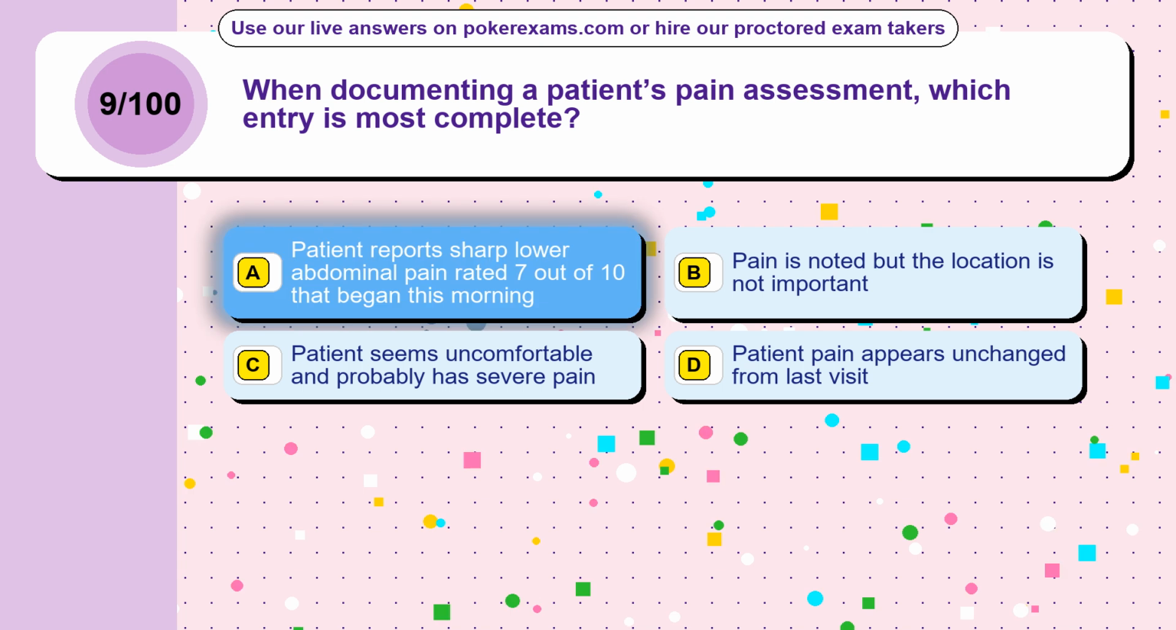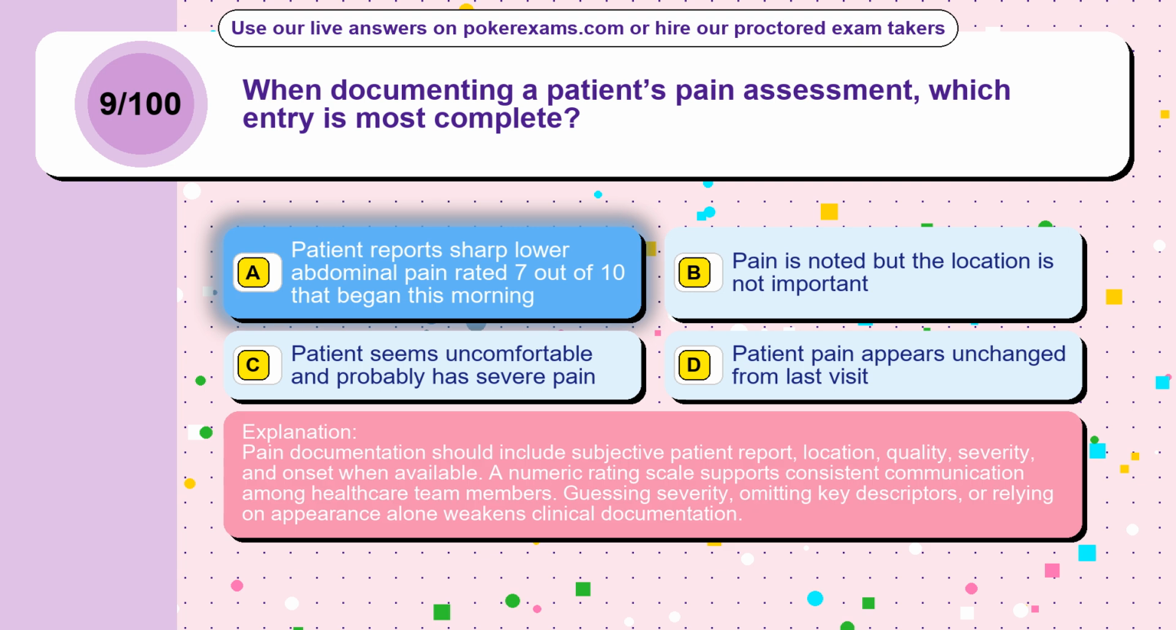The correct answer is option A. Patient reports sharp lower abdominal pain rated 7 out of 10 that began this morning. Pain documentation should include subjective patient report, location, quality, severity, and onset when available. A numeric rating scale supports consistent communication among healthcare team members. Guessing severity, omitting key descriptors, or relying on appearance alone weakens clinical documentation.